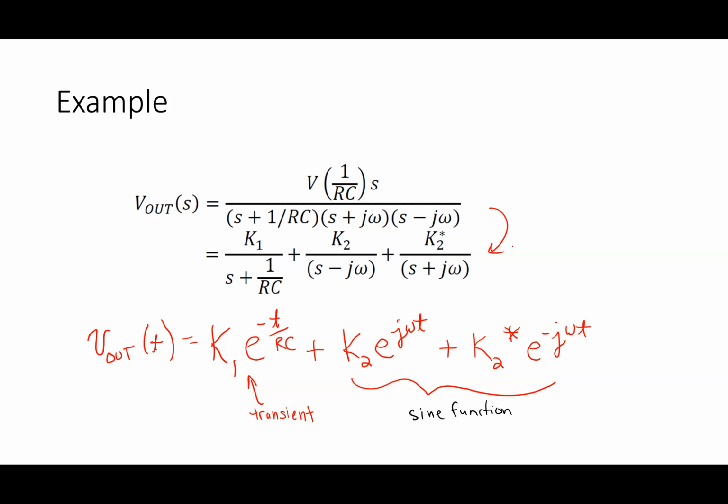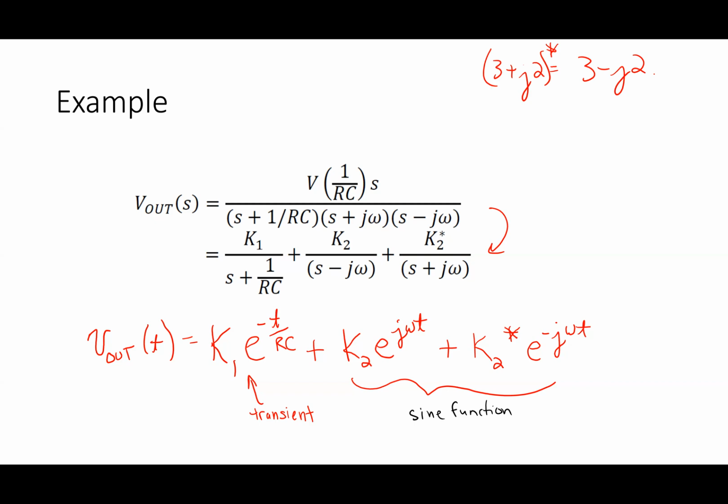What does conjugate mean? What's a conjugate? If I gave you 3 plus j2, what is its conjugate? 3 minus j2. Which is the same as flipping its angle, if I looked at it in the polar form.